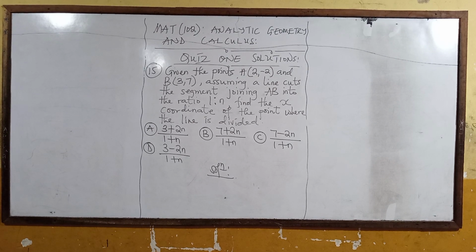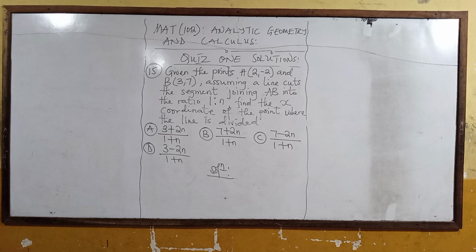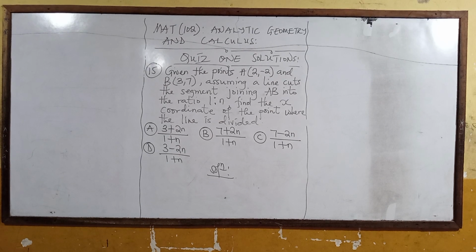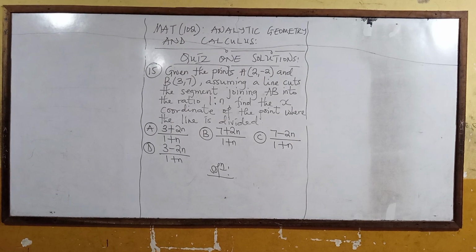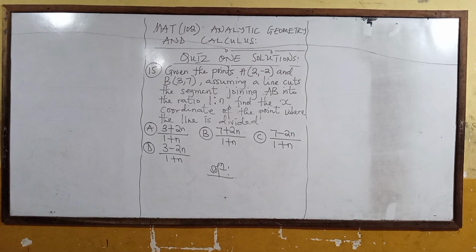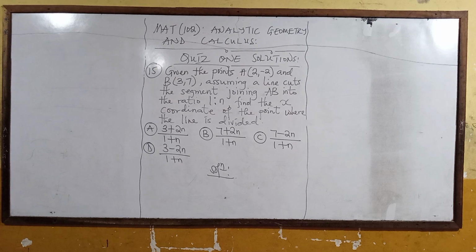Given the point A (2, -2) and point B (3, 7), assuming a line cuts the segment joining AB into the ratio 1:n, find the x-coordinate of the point where the line is divided. A, 3 plus 2n all over 1 plus n. B, 7 plus 2n all over 1 plus n. C, 7 minus 2n all over 1 plus n. D, 3 minus 2n all over 1 plus n.